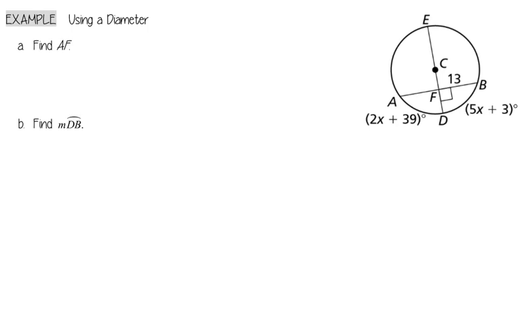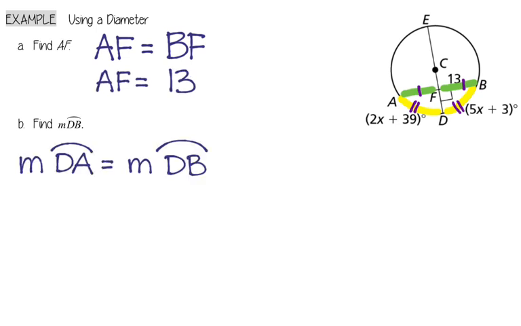Using a diameter, okay? We're going to find AF. We're going to find the length of AF, because it doesn't have the bar over it. So it's saying find the measure of the segment AF. It doesn't have an arc, doesn't have an angle. It just has the letters AF. That means find the length, the measure of the segment AF. All right. Well, we have congruent arcs. We've got congruent segments. We know that the length of the segment AF is equal to the length of the segment BF. And since BF is 13, AF is 13.